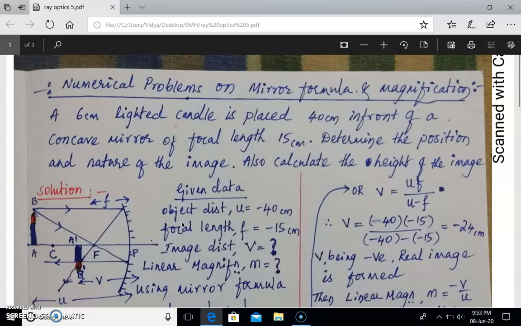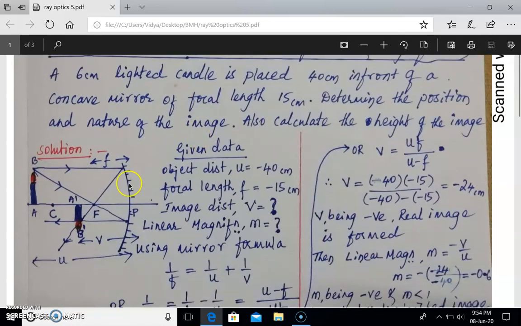So let us discuss the first numerical sum. A 6 cm lighted candle is placed 40 cm in front of a concave mirror of focal length 15 cm. Determine the position and the nature of the image. Also calculate the height of the image. So in the examination there is no need of drawing the diagram.